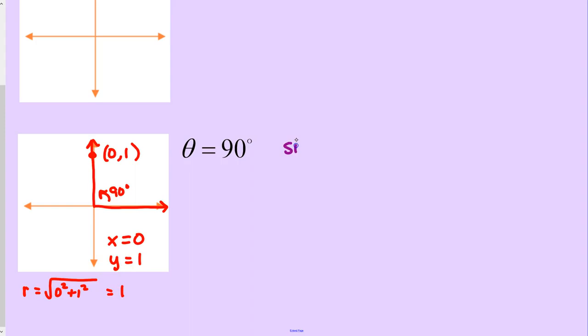So the sine of 90 degrees is y over r. That would be 1 over 1, and that's 1. So let's do the reciprocal. The cosecant of 90 degrees is the reciprocal of 1, and that's 1. Let's do the cosine of 90 degrees. Cosine of an angle is x over r, and x is 0, r is 1, 0 over 1 is 0. Let's do the reciprocal, secant.